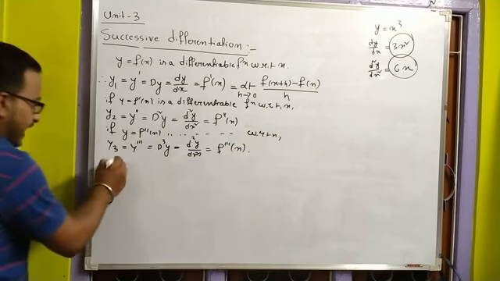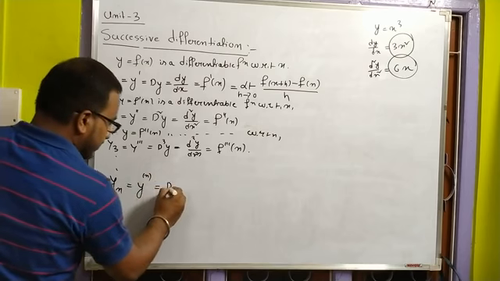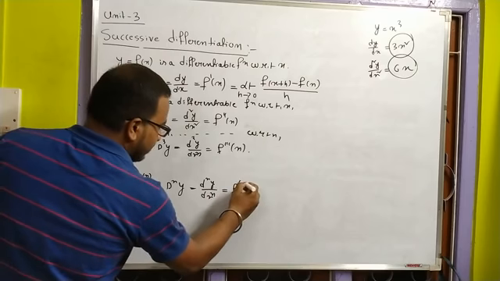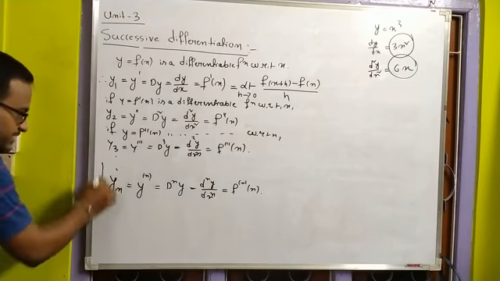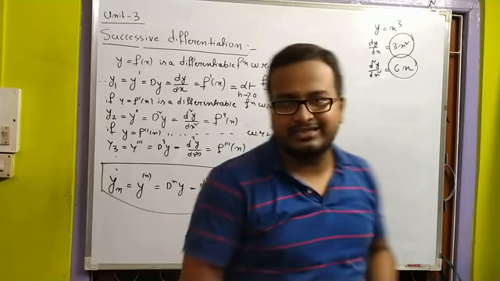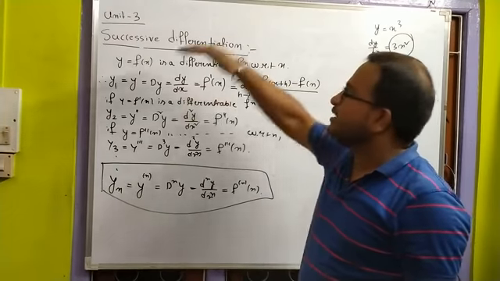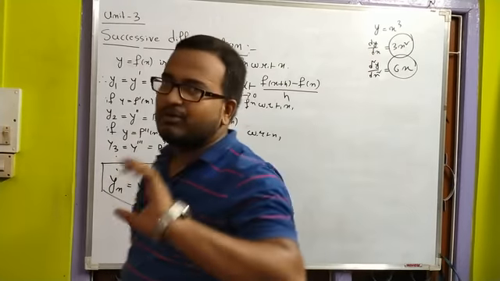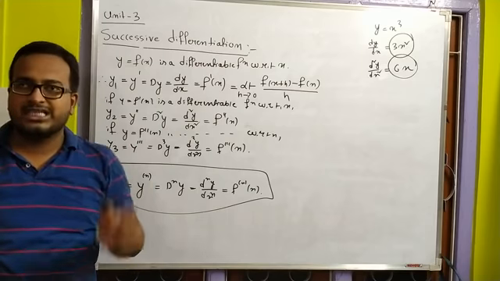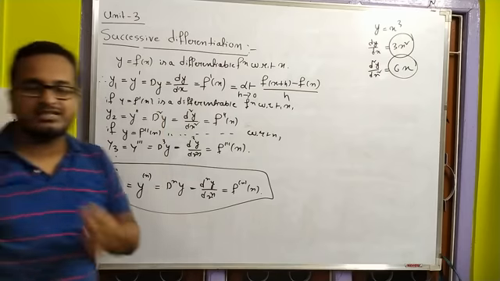In this way we can find the nth derivative: yn, d^n y by dx^n, or f^n(x). This represents the nth derivative of the function with respect to x, and this n is definitely a natural number. And this is the concept of successive differentiation. That means if you are given a function y equals f(x), then you have to find the nth derivative of the function. This is what you have to do in this topic.